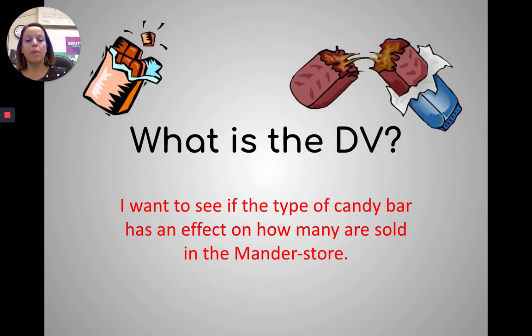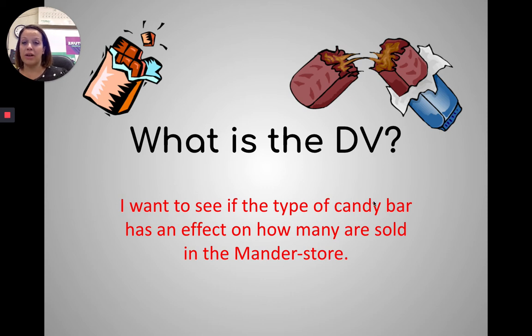Okay, couple more. Here's one. Here's an experiment that says I want to see if the type of candy bar has an effect on how many of them are sold in the Mander store. Okay, what is the Mander store, you might ask? If we were in person in class, I do sell food in my classroom sometimes. And so the Mander store is where you can buy delicious snacks. I want to know if the type of candy bar has an effect on how many of those candy bars I'm going to sell. So what is my DV?